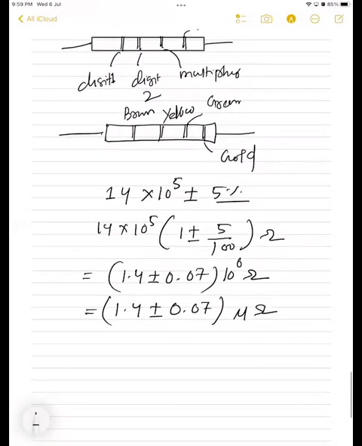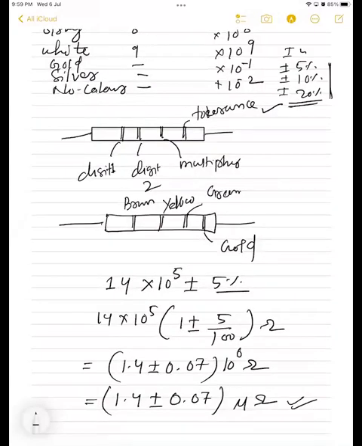So this was for today. Next class we'll see grouping of resistances and equivalent resistances, right? Okay. Next class we'll see resistances in series and resistances in parallel, and various circuits we'll see in the next class, correct? This was for today. Bye.